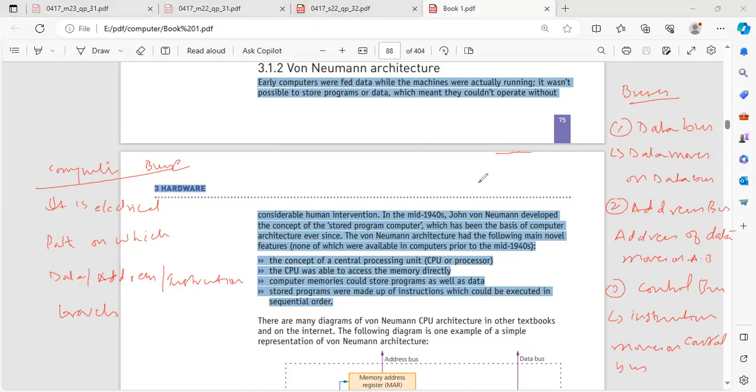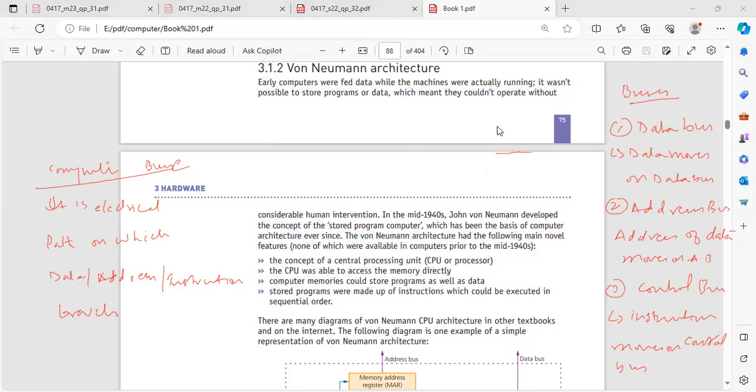Here you can see these three steps. The concept of a central processing unit. The CPU was able to access memory directly, as we have discussed. Computer memory could store programs as well as data. Stored programs were made up of instructions which could be executed in sequential order. So instructions are transferred in sequence and they are processed in sequence.